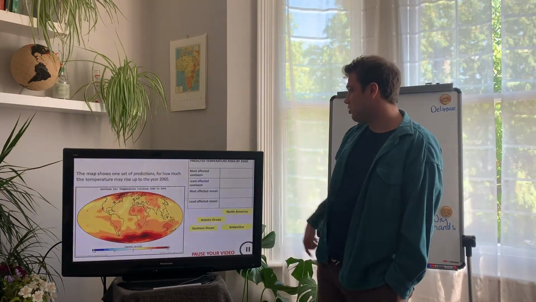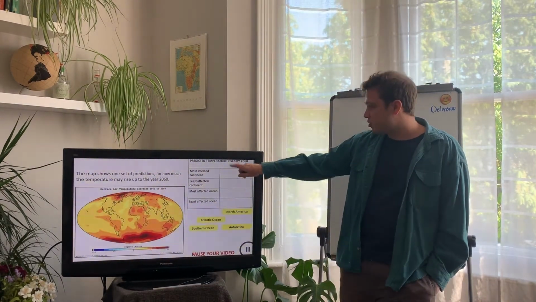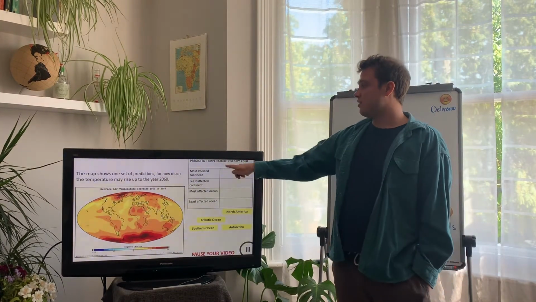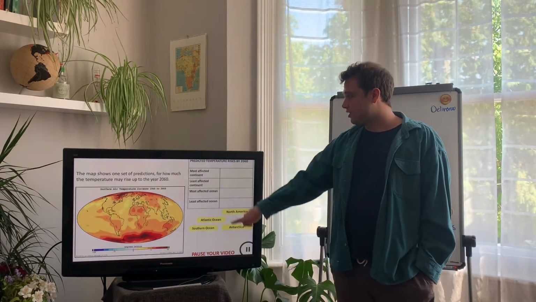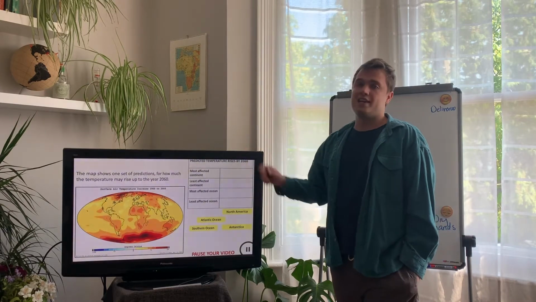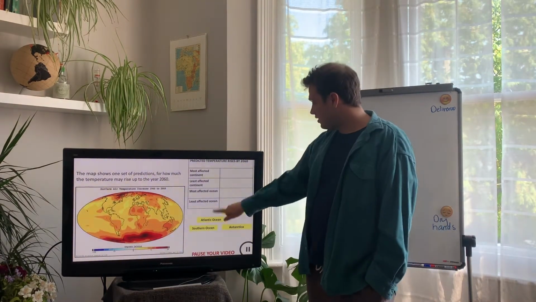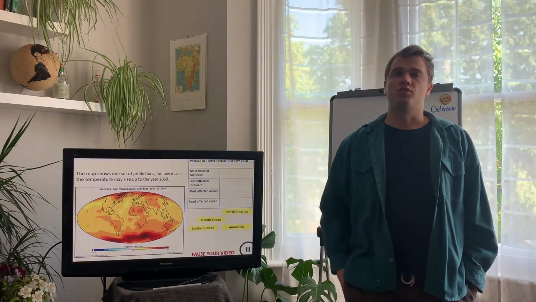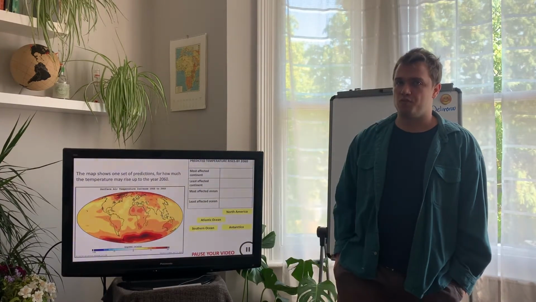So what I would like you to do is copy out this table for me, which is predicted temperature rises by 2060: the most affected continent, least affected continent, most affected ocean, least affected ocean, okay? And then underneath we've got our four answers here, and I just want you to simply match these up into the correct box for me, okay?